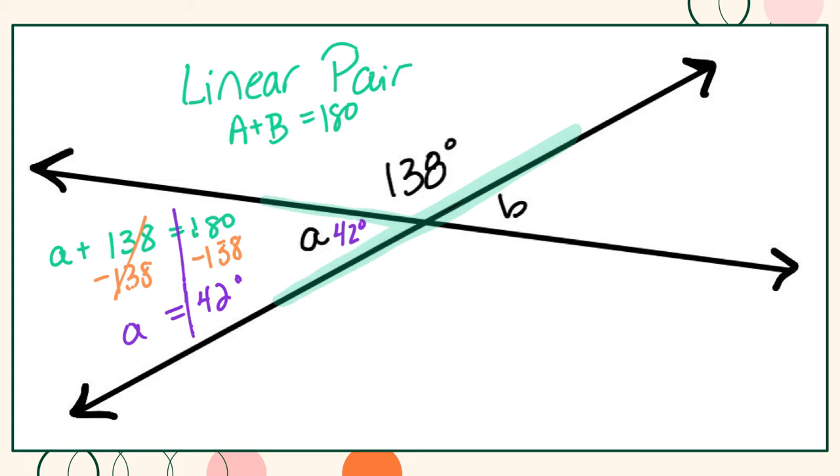When I'm looking at this, I notice that I have an X. Whenever I see an X, that tells me that if they share that common point, I might be able to have vertical angles. And here, in fact, I do. So A and B are congruent. So since they're congruent, B is also equal to 42 degrees.